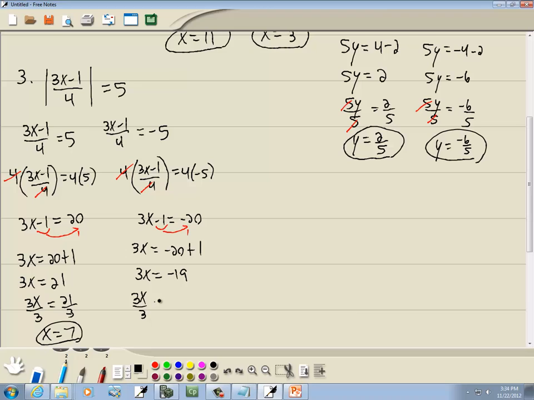Then divide both sides by the number in front of your x, which is 3. Those 3's are going to cancel. And we got x is equal to negative 19 thirds. And that's our answer.